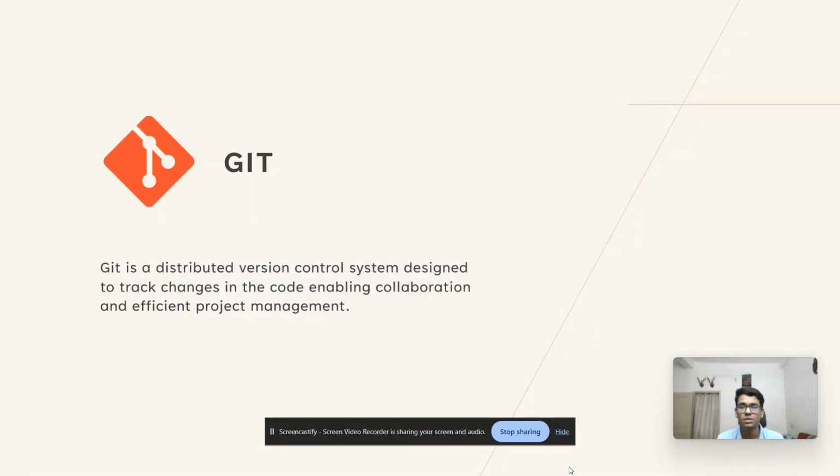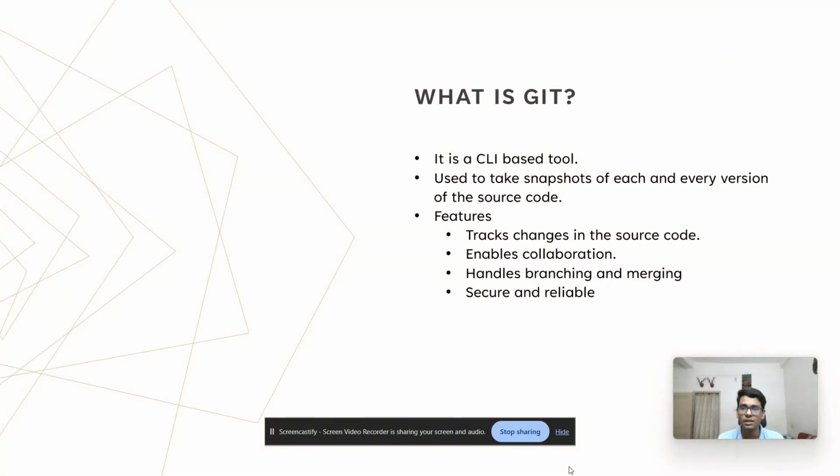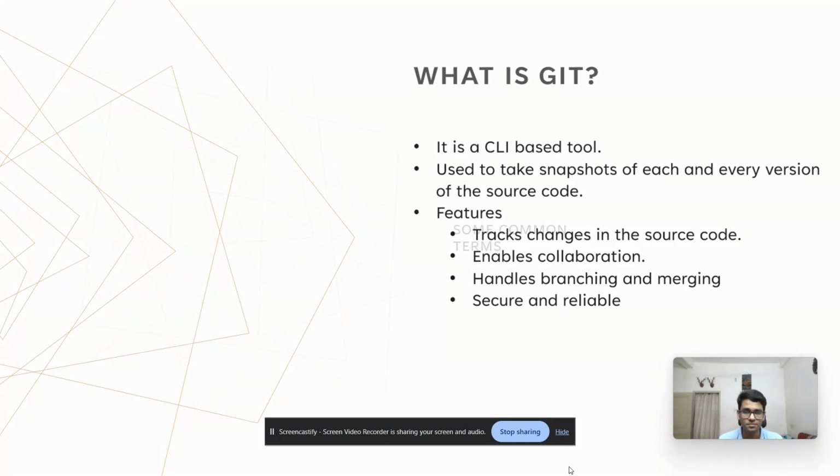So Git is a distributed version control system which was designed to track changes in the code, allowing developers to collaborate and making project management more efficient. It is a command line interface based tool and it is used to take snapshots of each and every version of the source code. The features which Git provides are, as already mentioned, it allows us to track the changes in the source code, enables collaboration between developers, and the branching and merging feature is very famous, and it is also highly secure and reliable.